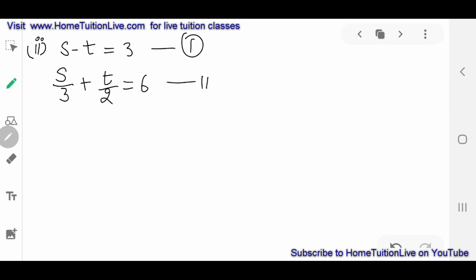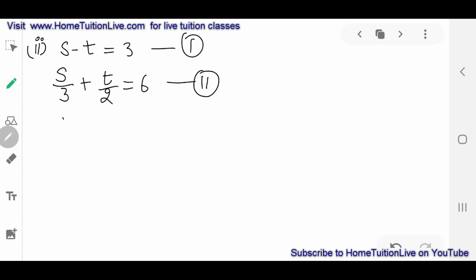s minus t is equal to 3. This is the first equation. s by 3 plus t by 2 is equal to 6. This is the second equation.